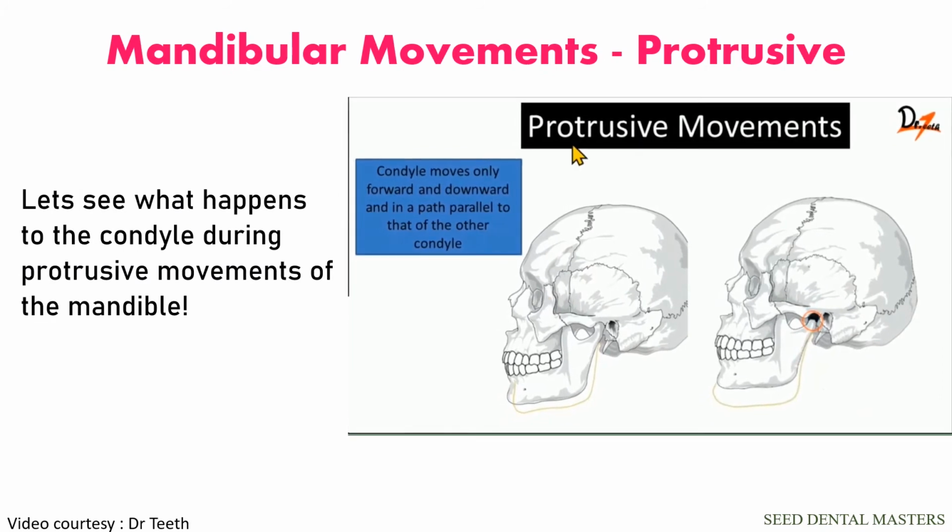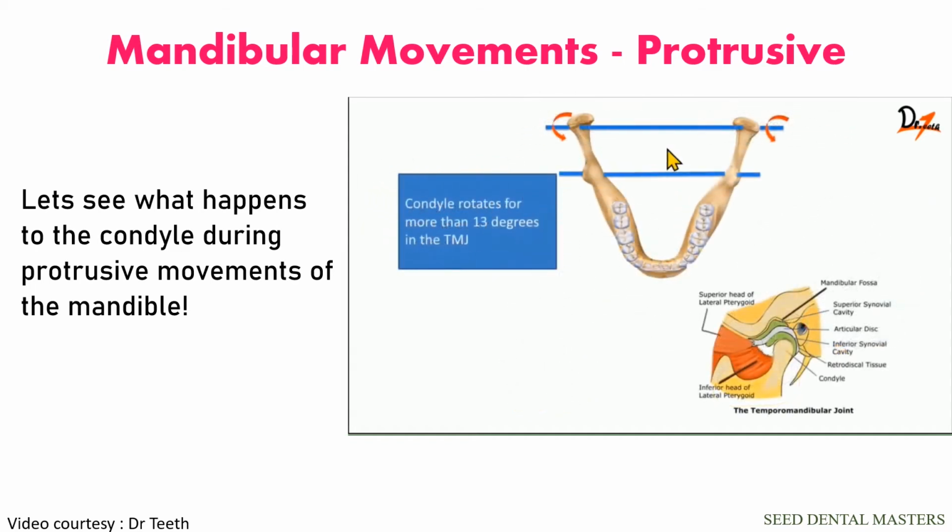Now, one type of mandibular movement is protrusive movement. During protrusive movement, the condyle moves forward and downward, and it is parallel to the path of the other condyle. That is, both the condyles work in a similar manner. This picture is showing the protrusive movement and the condyle is moving forward and downward. Protrusive movement is usually seen at the time of incising or grasping food.